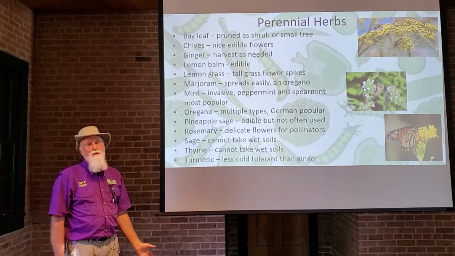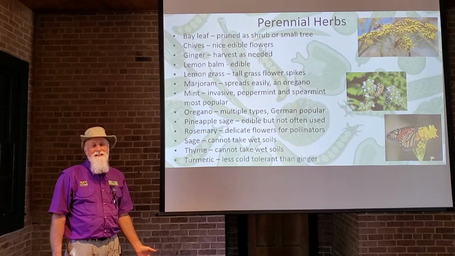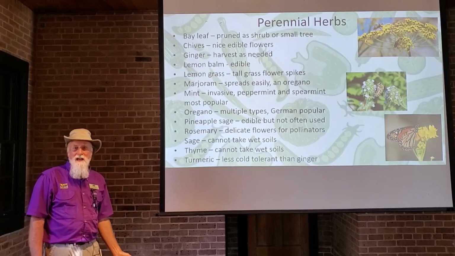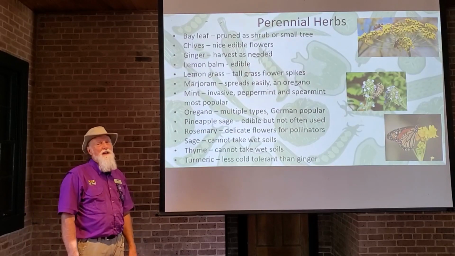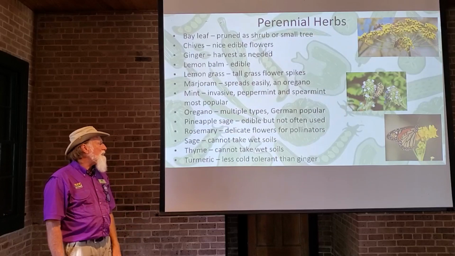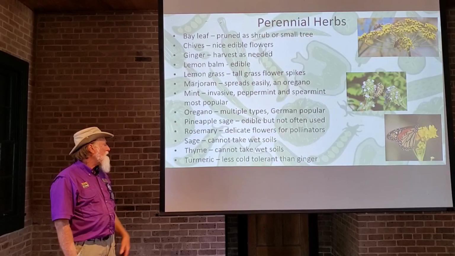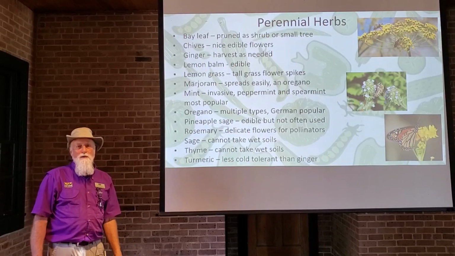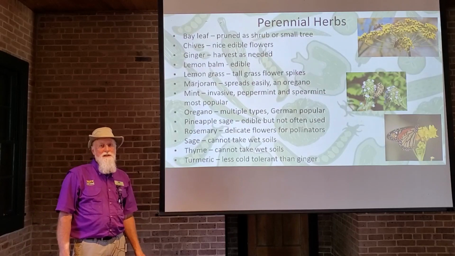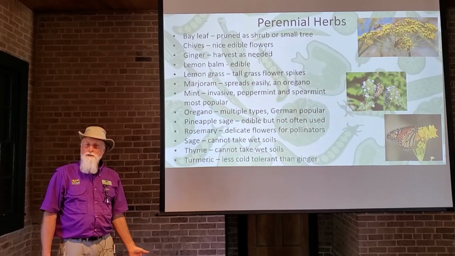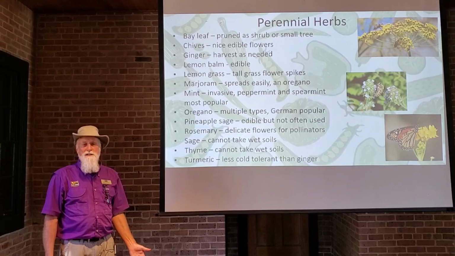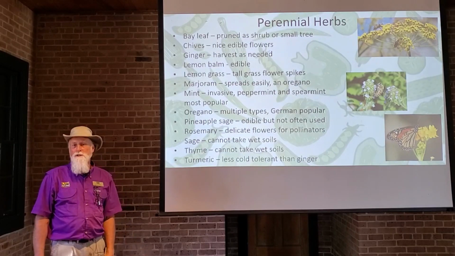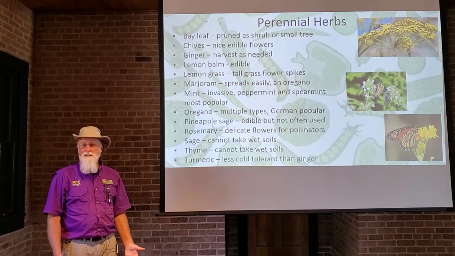Thyme, again, it doesn't like wet soils either. It's not quite as finicky as sage, but thyme does not like wet feet. So keep it in a nice drained area. And turmeric, that one's probably a little less cold tolerant than some of the gingers that are grown, but you can grow turmeric. You can harvest the roots, or the rhizomes, just like you would the ginger ones at the end of the season.